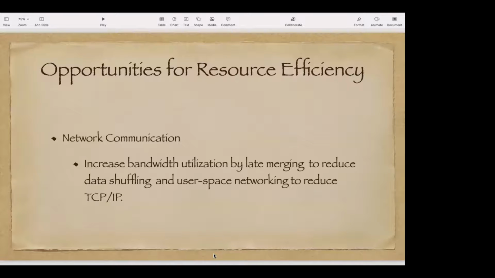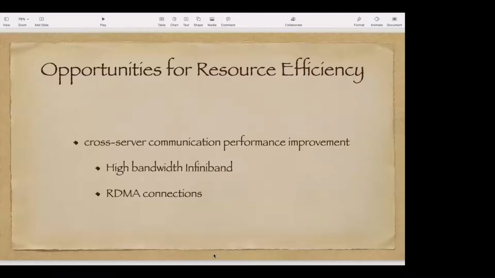Then in network communication, because the network can be a bottleneck as well, bandwidth utilization can be improved by late merging to reduce data shuffling, and user space networking can be used to reduce TCP/IP overhead. Then cross-server communication performance can be improved by using high bandwidth InfiniBand and RDMA connections.